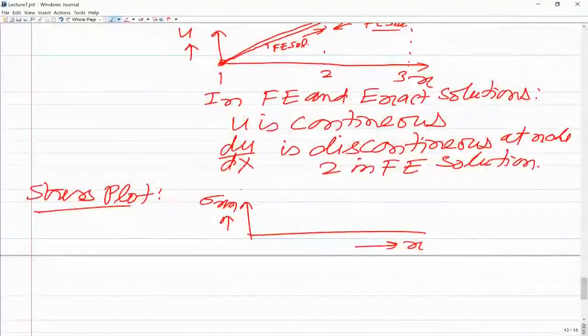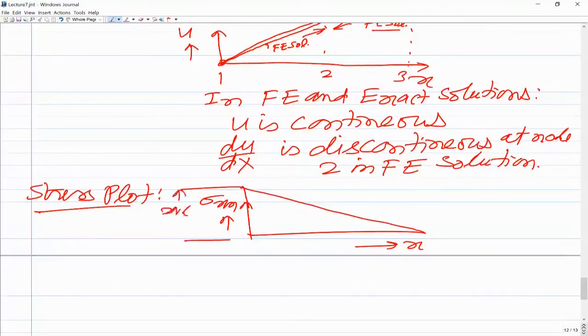You will see that it is going to be something like this. So this is the exact solution, and this value here is 2ql upon a. This is the exact solution. If you look at the FE, the first element is giving you some result which is constant like this, and the second element is giving you some result like this. So this is node 1, this is node 2, and this is node 3.